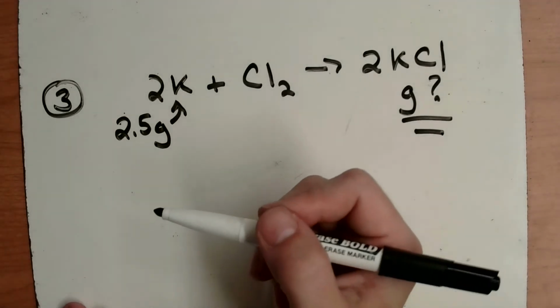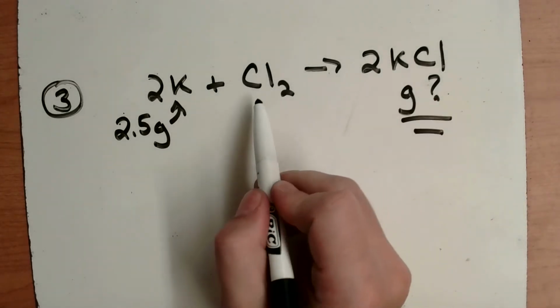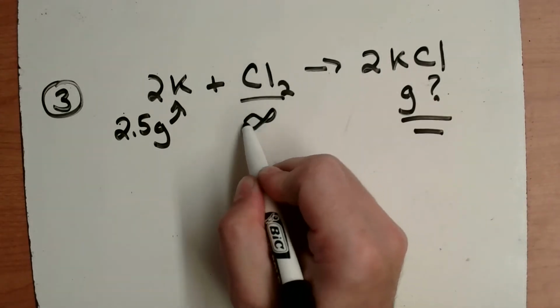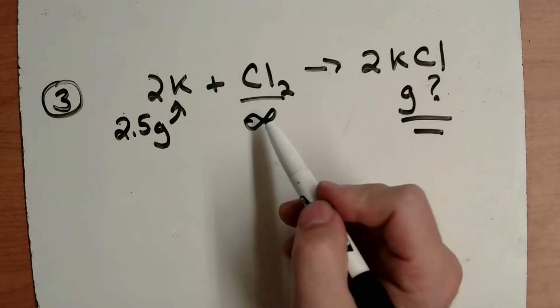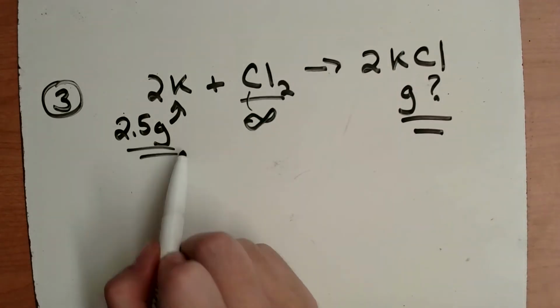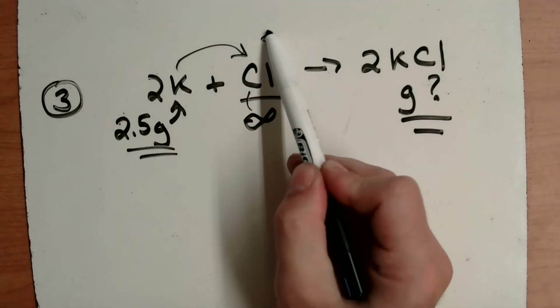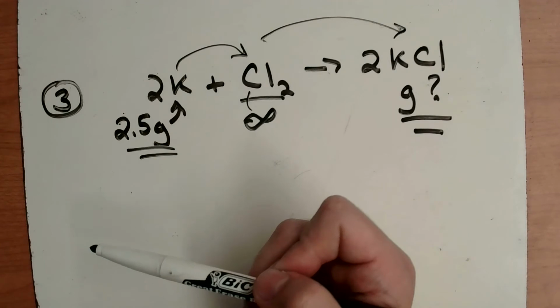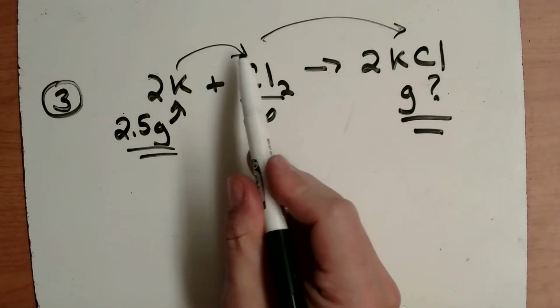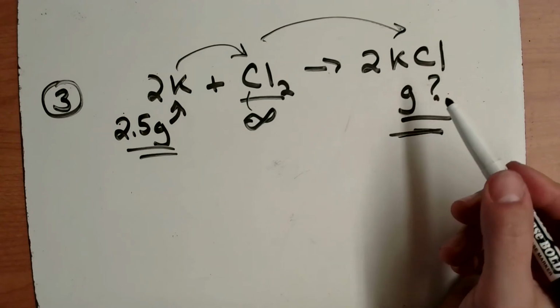This is one thing that a lot of people get confused on when they say excess. Excess means that we have an infinite amount of Cl2. We're not going to run out of Cl2. We're going to run out of K first. What's going to happen is this K is going to react with Cl2, and it's going to make KCl. And eventually, the K is going to run out, the reaction is going to stop, and we're going to have a certain number of grams of KCl.